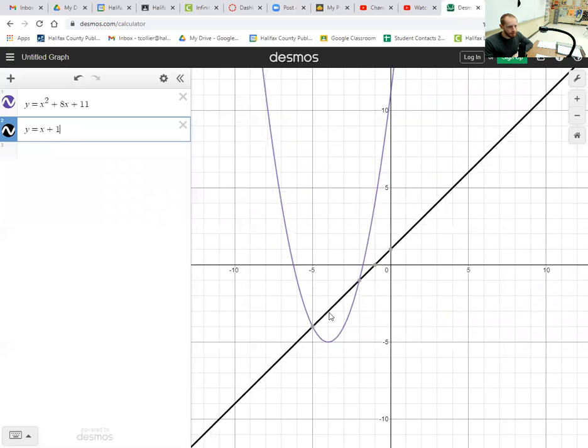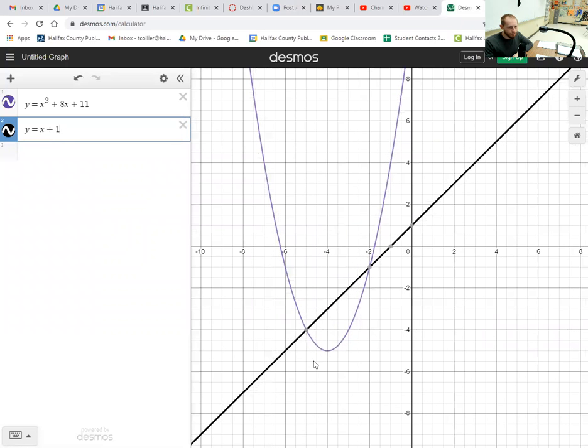And now I can zoom in and see where they cross. So the line is going to cross the U shape in only two places, right here and right here. -5, -4, and -2, -1. And those are the exact same answers that I got when I did it the algebra way, right? So it's all about where these two graphs are going to cross, right? Okay, let's take a look at another one.